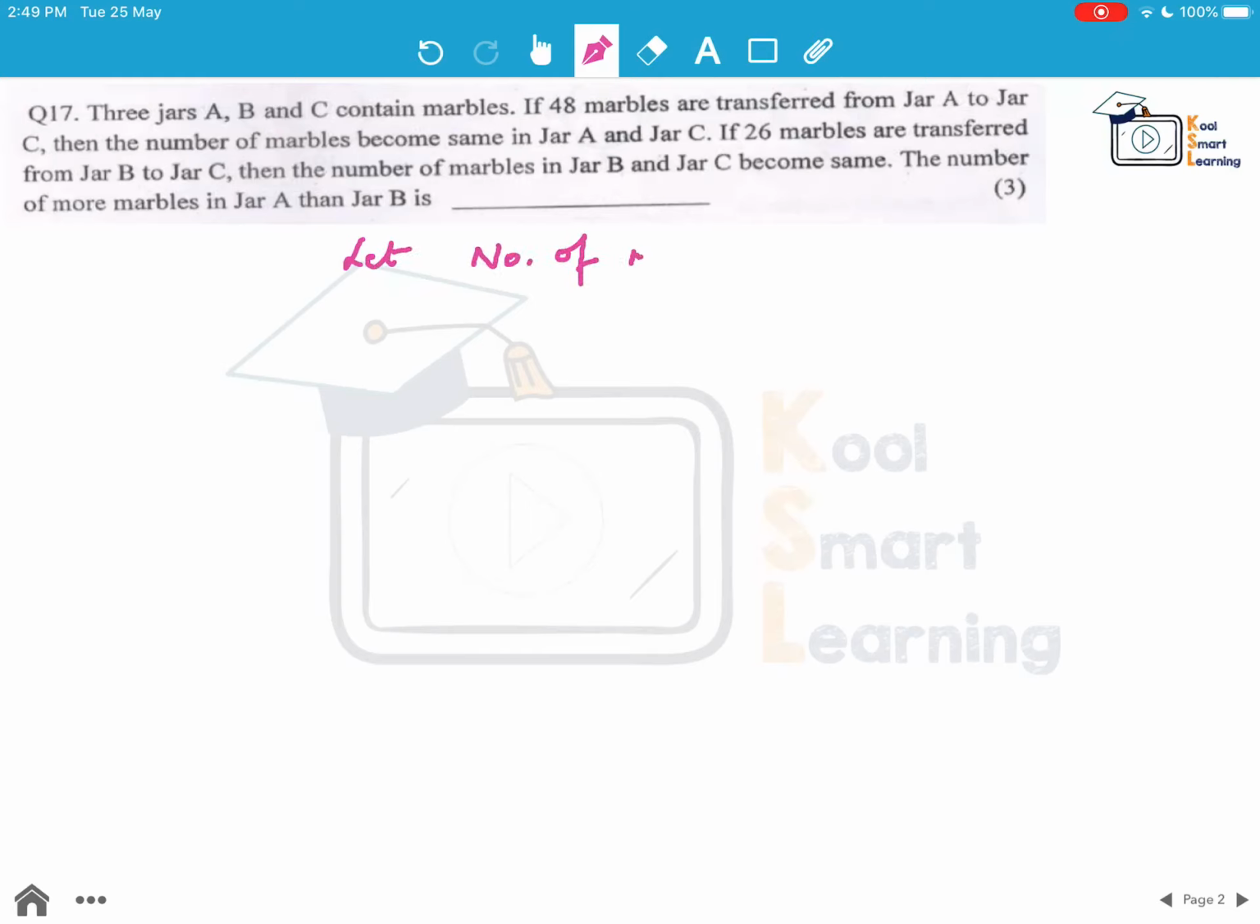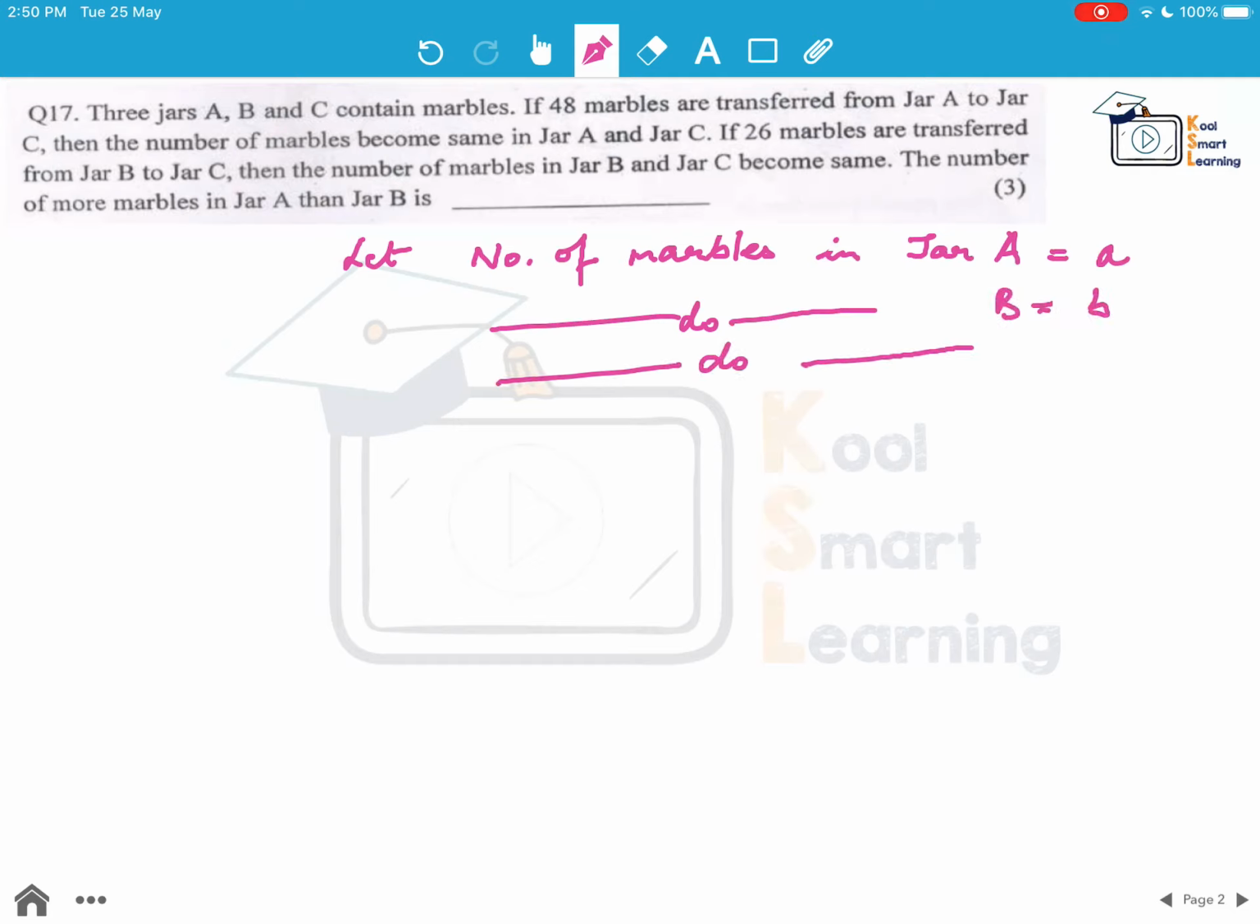number of marbles in jar A to be small a. Similarly, number of marbles in jar B to be small b, and number of marbles in jar C to be small c. Now what is given to us is that if we remove 48 marbles from jar A, which would mean A minus 48, and put that in jar C, then the number of marbles in these two jars become equal.